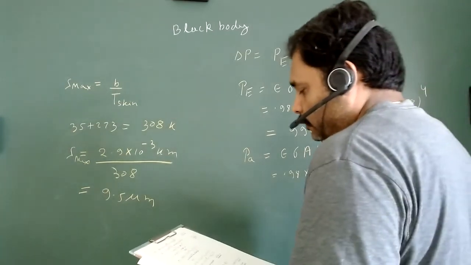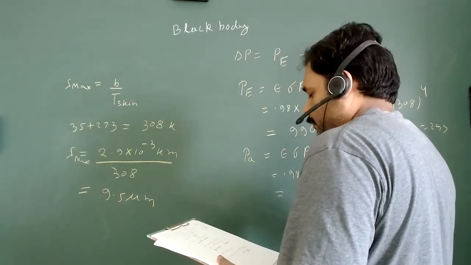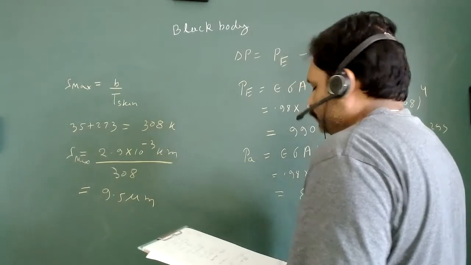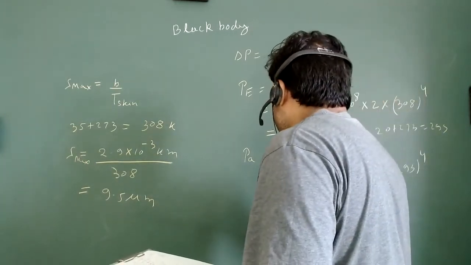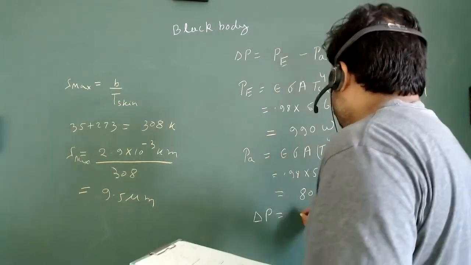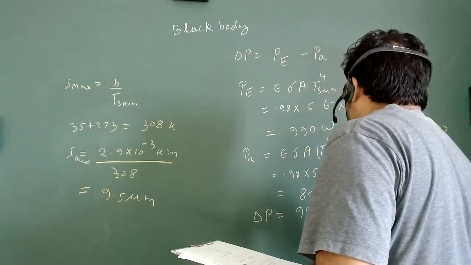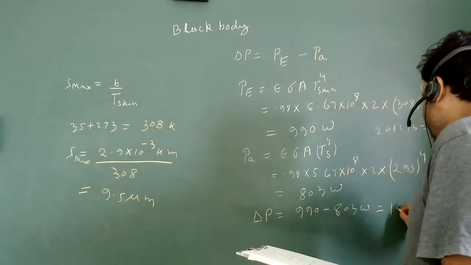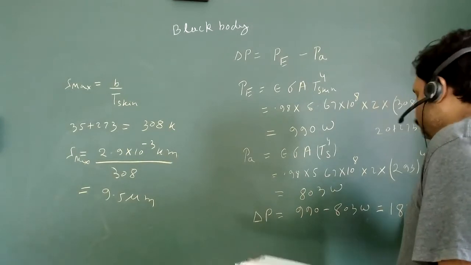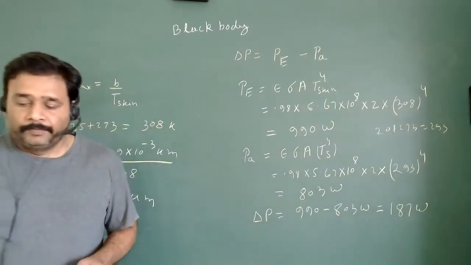When we calculate it, obviously this will be 803 watt. So what will be the change in power? The change in power is 990 minus 803 watt, which is approximately 187 watt. So this is the power the body will radiate.